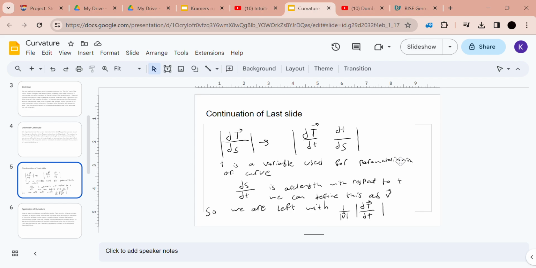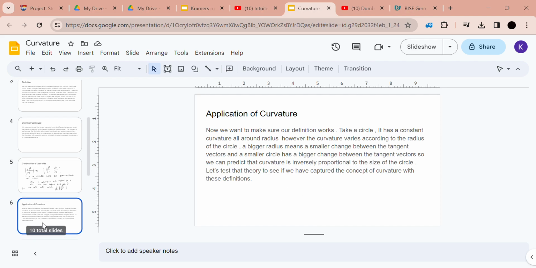The thing is, v is going to be a vector, and dT over dt is also going to be a vector. So we can't multiply vectors. I don't think we have that operation. So we're going to have to find the norms of these vectors. I guess we've encapsulated the idea in a formula. And now we want to apply it.